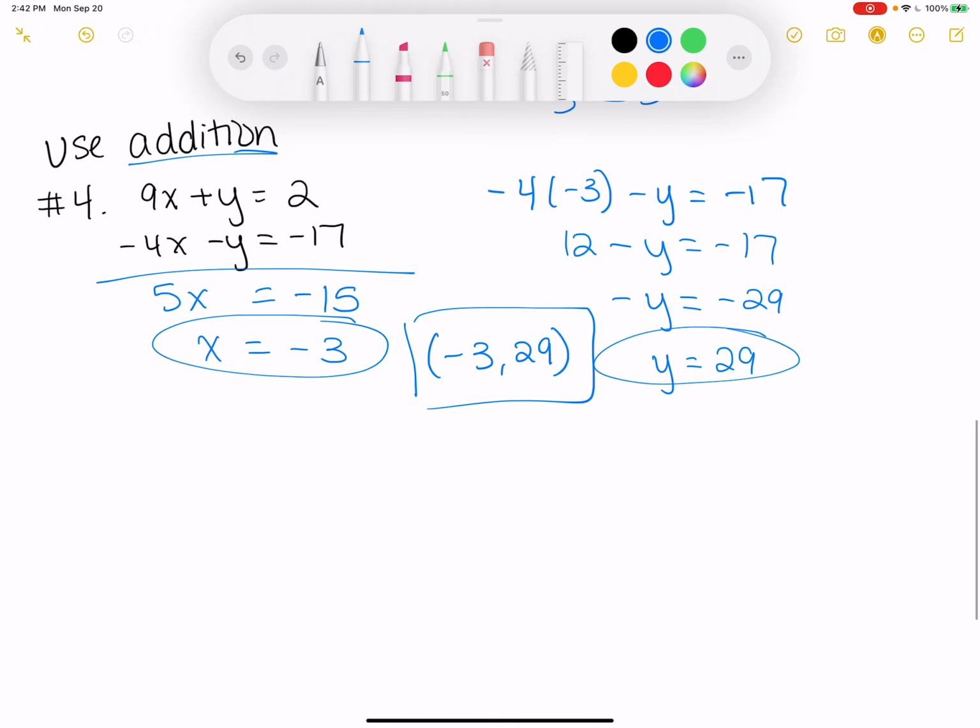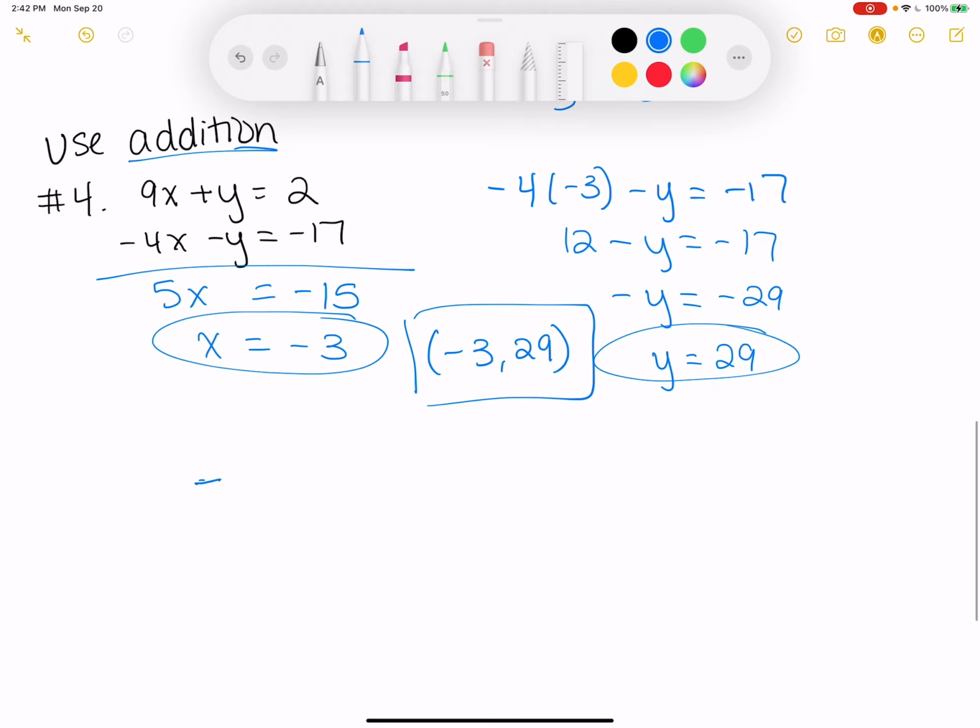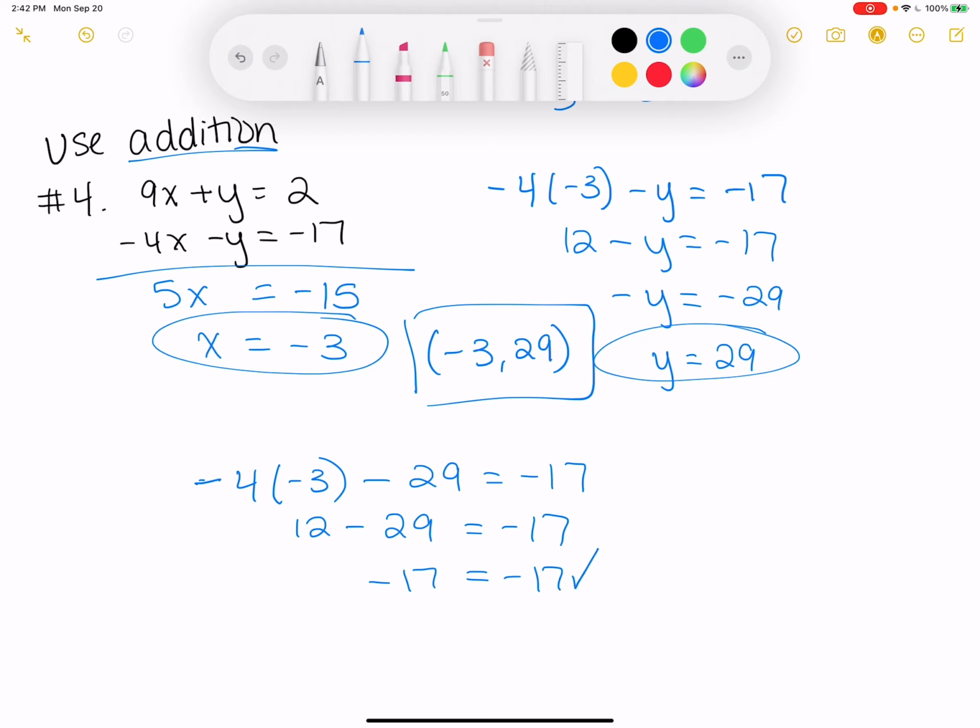And then I can check it. It doesn't matter. We'll go with the bottom one. Negative 4 times negative 3 minus 29 equals negative 17. So it's going to be 12 minus 29 equals negative 17. And that's negative 17 is equal to negative 17. So that works.